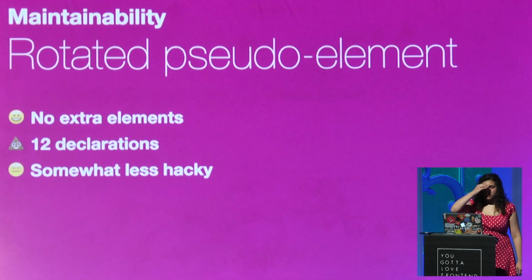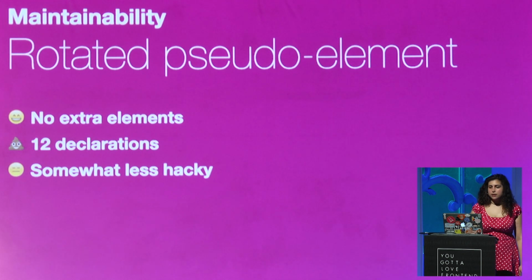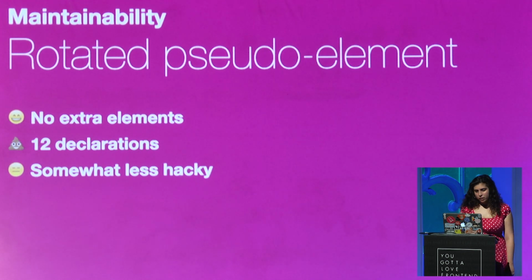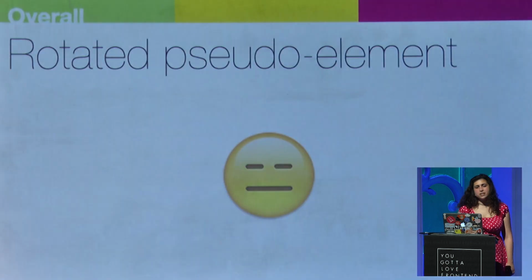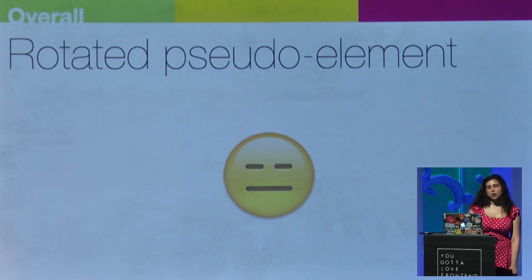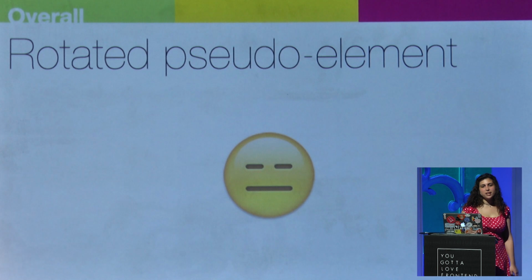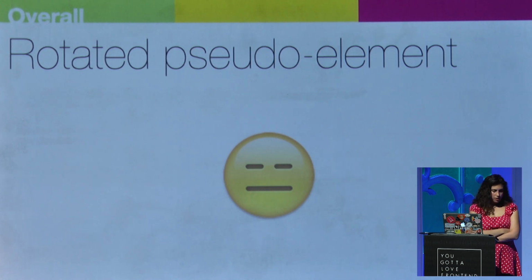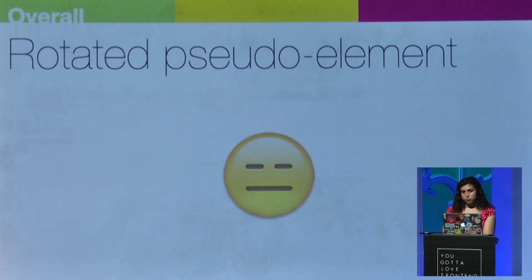Also, it's not using any extra elements. The code is pretty much as much code as the previous example. It's just somewhat less hacky. So overall, it's not terrible, but it's not great either. It's sort of okay-ish. So what else could we do? We've kind of exhausted all our ideas about CSS transforms and pseudo-elements and all that. What could we do? Is this the only way we could do pie charts?